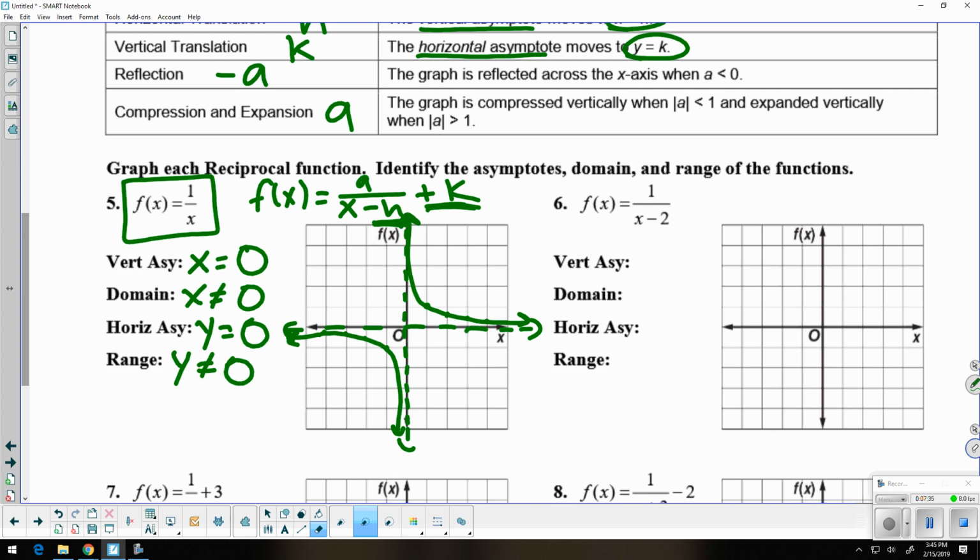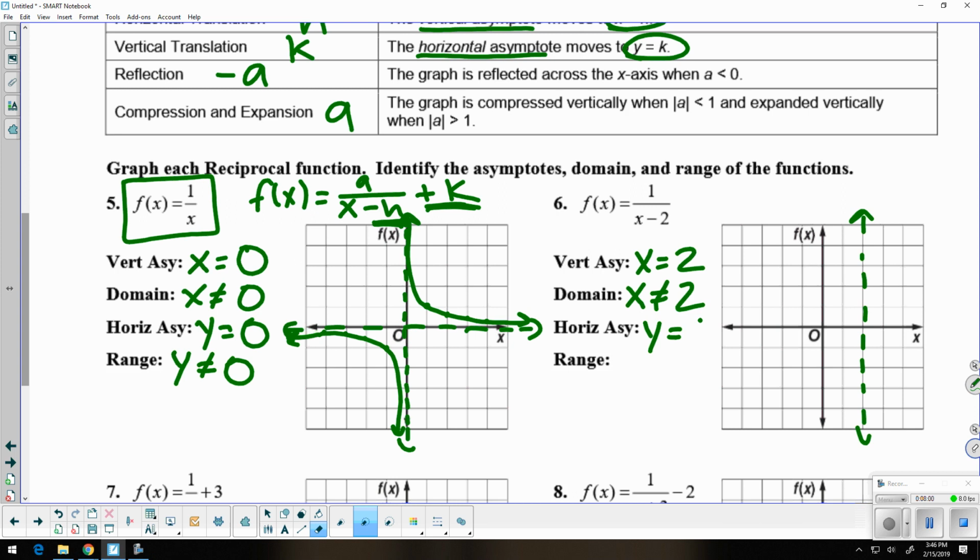Okay? So for the next one, vertical asymptote again is going to be at x equals your h value, which would be +2. So the one restriction in our domain is that x cannot be 2. Okay, so our asymptote again, our boundary line is going to be at +2, right here. All right, our horizontal is going to be at y equals our k.